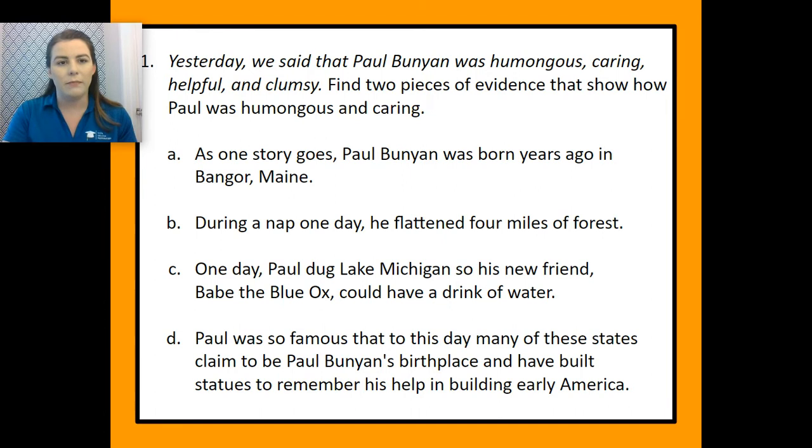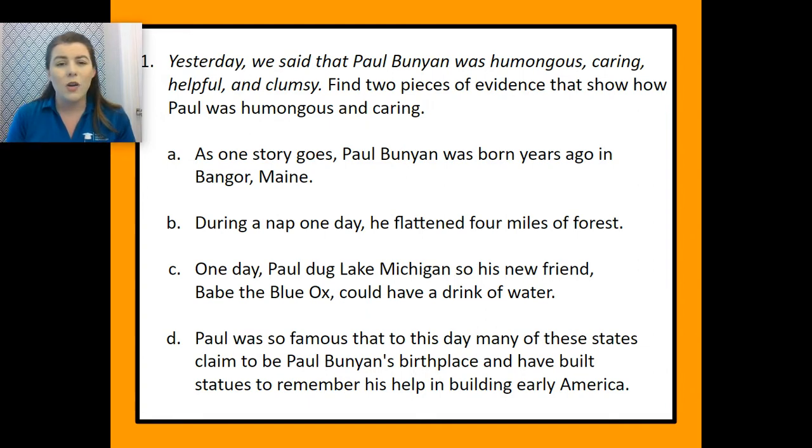Let's take a look at this question. Yesterday, we said that Paul Bunyan was humongous, caring, helpful, and clumsy. Find two pieces of evidence that show how Paul was humongous and caring. Well, I need to take a second and go back to what we have already learned. I know that whenever I have a question, I need to ask myself, is this a big idea question or a supporting detail question? Well, this question is asking me to find pieces of evidence from the text that I just read.